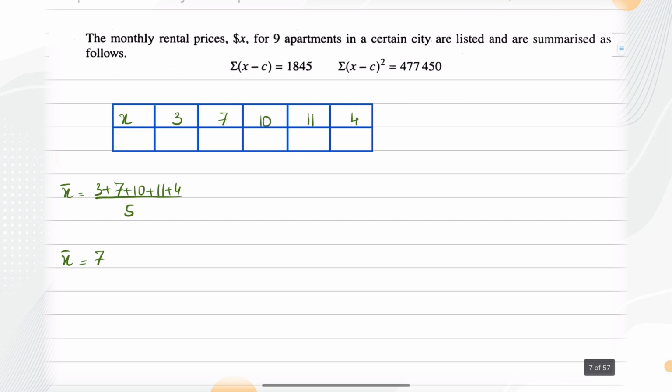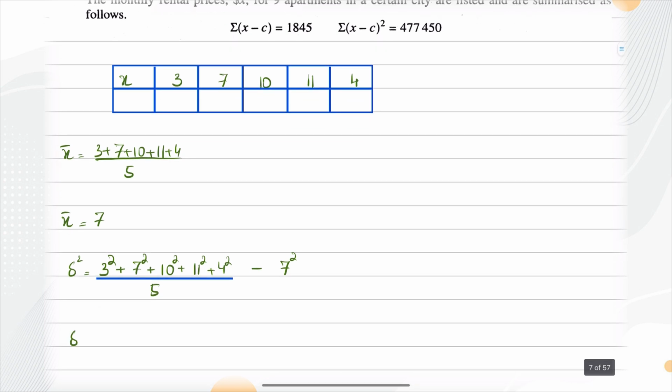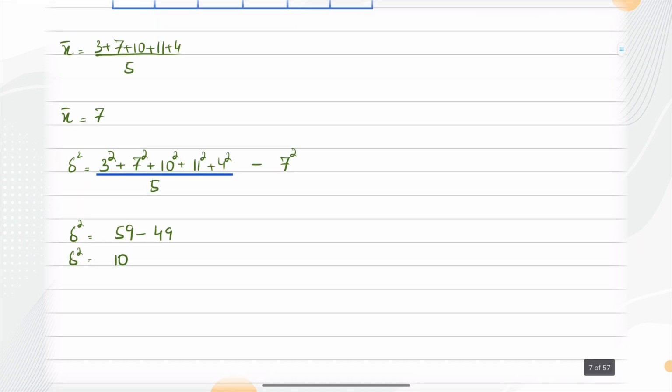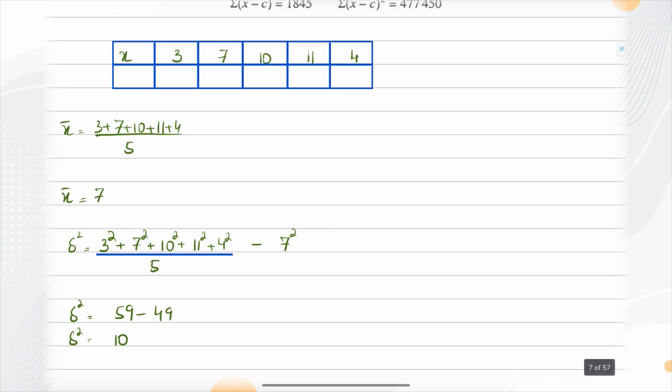And just like that, let's also calculate the variance, which is sigma squared. So the variance, as we know, will be sum of the squares of all the values of x. So that means 3 squared plus 7 squared plus 10 squared plus 11 squared plus 4 squared divided by the number of terms that we have, which in this case is 5, minus the square of mean, which means minus 7 squared. Now if we work this out correctly, this is going to be equal to 59, and 59 minus 49, that means the variance is equal to 10. Okay, so sigma squared is variance. As you must know, variance is basically the square of standard deviation.